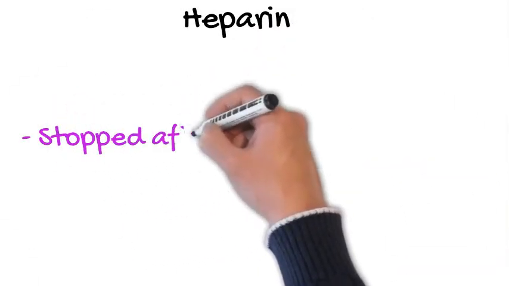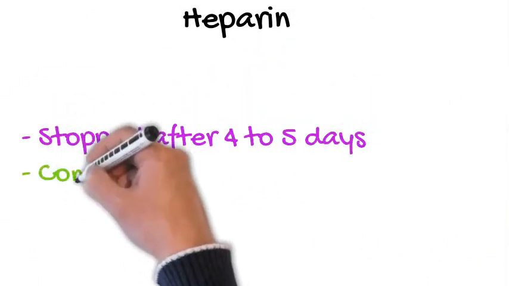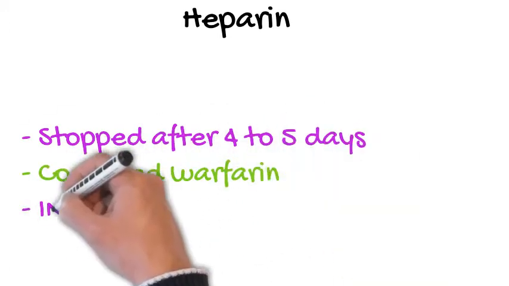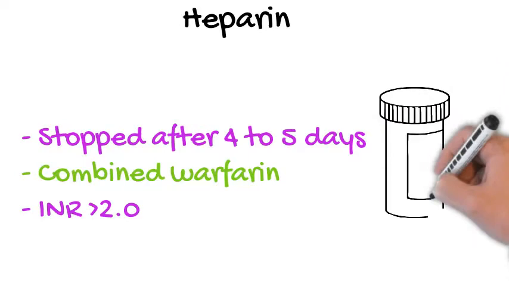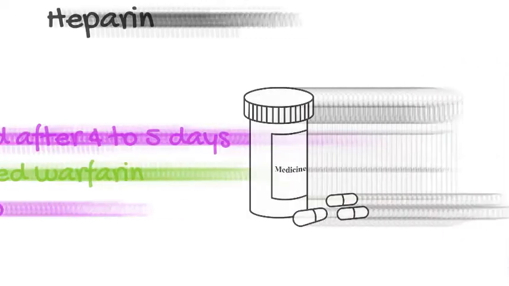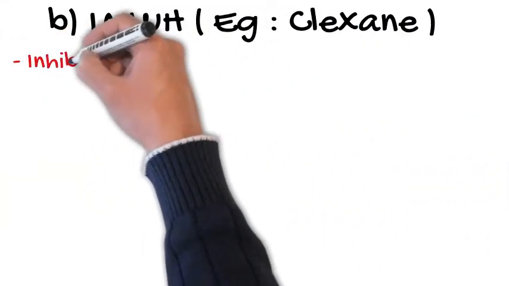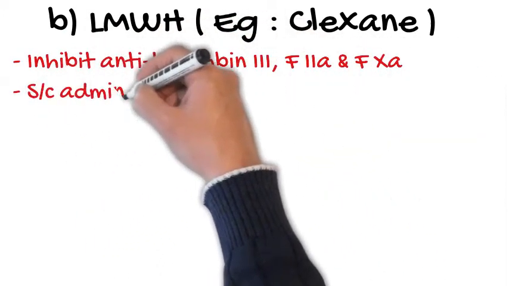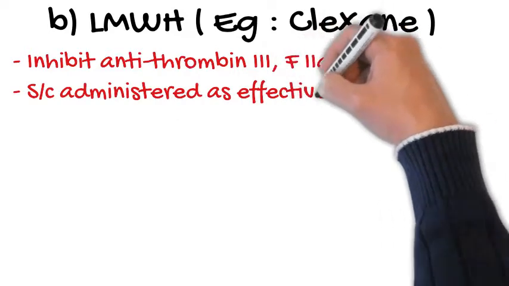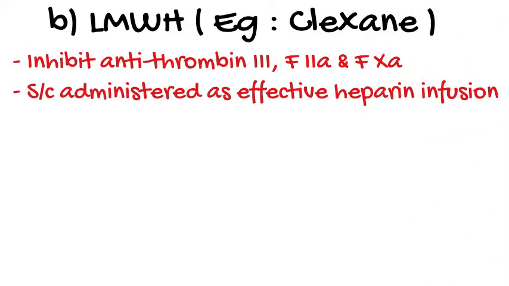Heparin can be stopped after 4 to 5 days of combined therapy with warfarin if the international normalized ratio, INR, of prothrombin clotting time exceeds 2.0. B. Low molecular weight heparin, example Clexane. It inhibits clotting of antithrombin 3, factor 2A activated form, and factor 10A activated form.